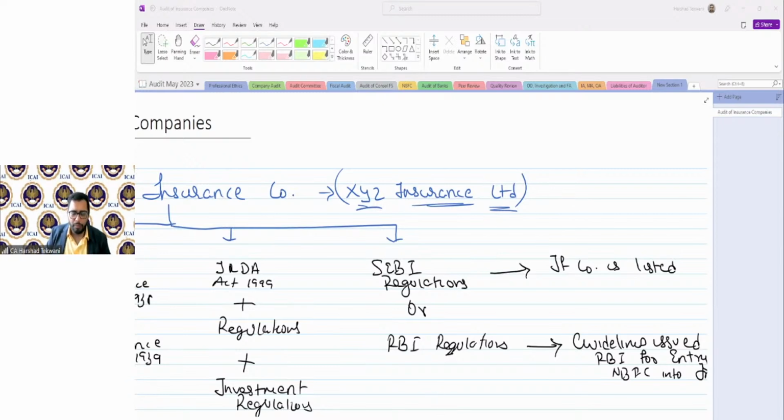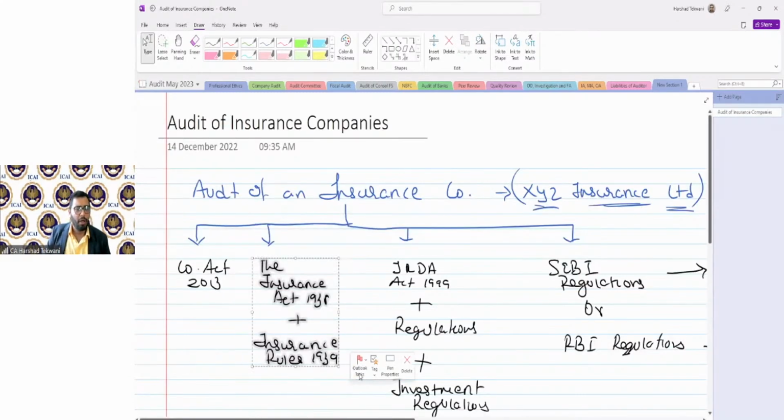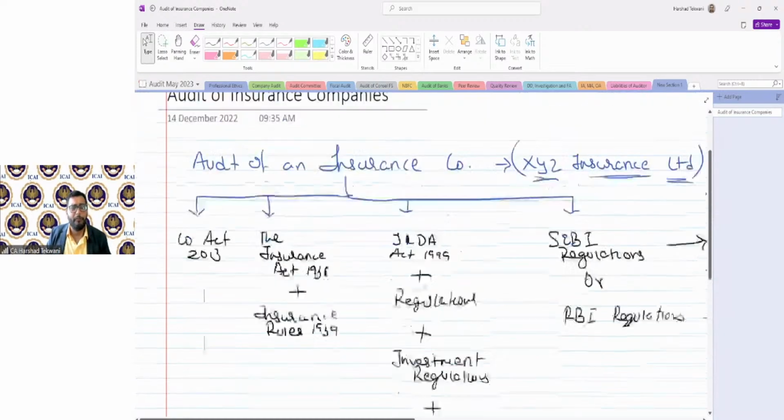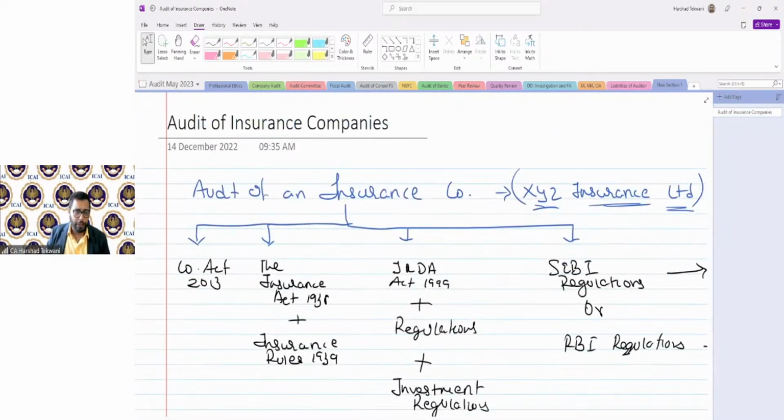When we talk about the audit of an insurance company, it's not only the Insurance Act or insurance rules or IRDA related acts and rules. It's a wider ambit that you need to look into. Now, if I go further into insurance, first of all we need to understand what insurance companies are, where they are defined, and how it works.